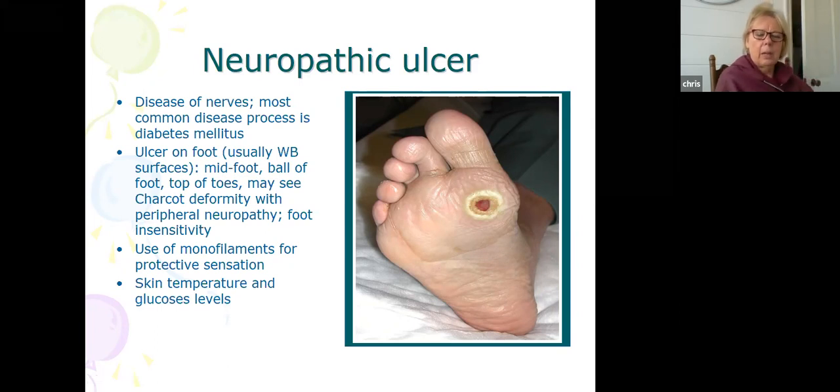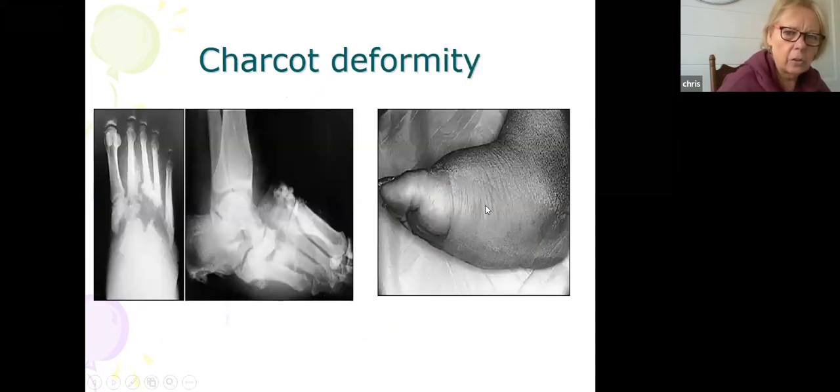So we want to know what the patient can feel, what the patient's skin temperature is, and what the glucose levels are. Okay, so here's that Charcot deformity, and you get a subluxation of all these bones. This is secondary to some kind of a neuropathy. The foot will start to collapse, and they have what they call a rocker bottom appearance with the Charcot deformity.